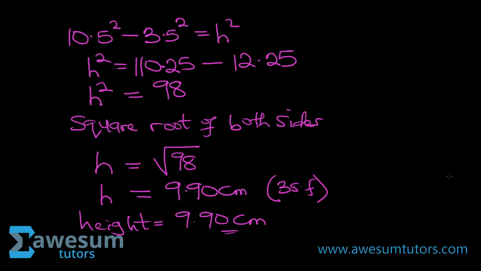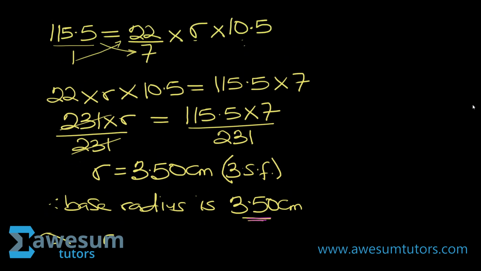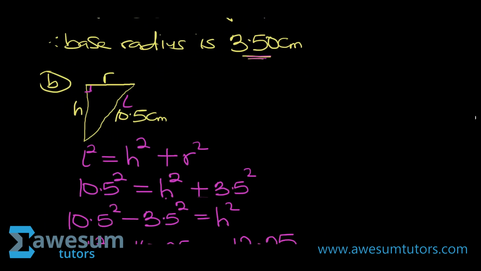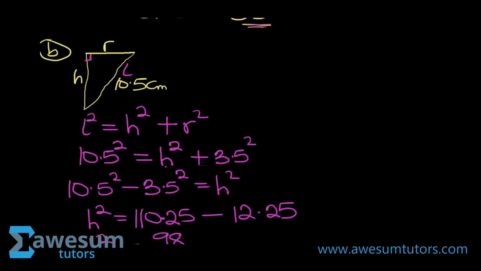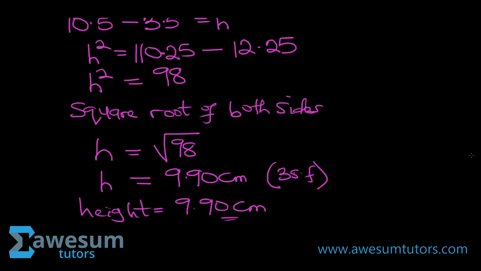So that means we've been able to get the A part of this question that says to find the base radius. In that case, we use the formula curved surface area equals pi r l. And for question B that says to find the height, we used the Pythagoras theorem. And the final answer is 9.90 centimeters. Very good, guys.